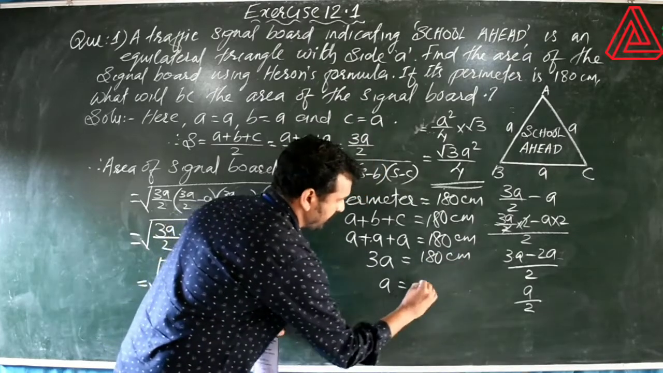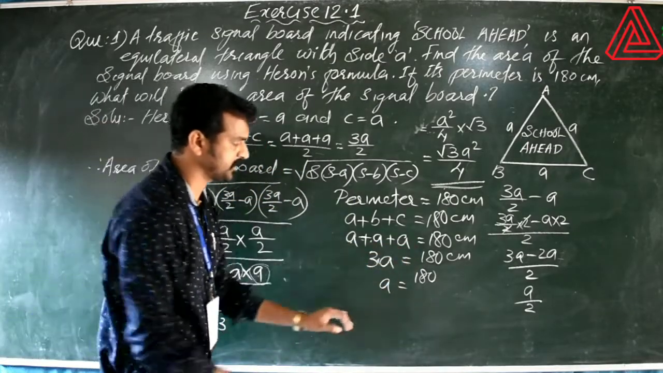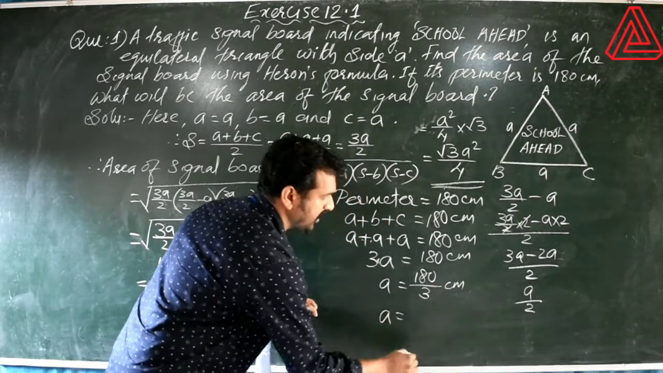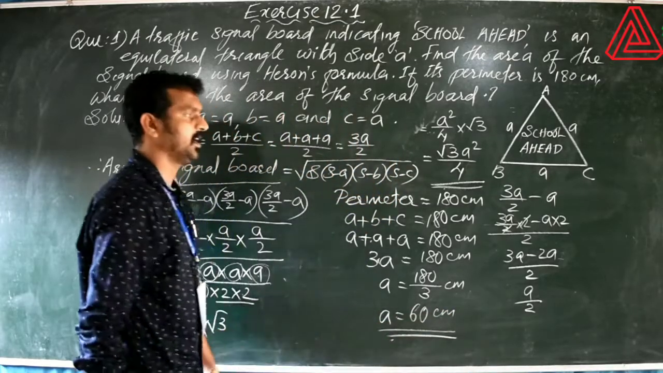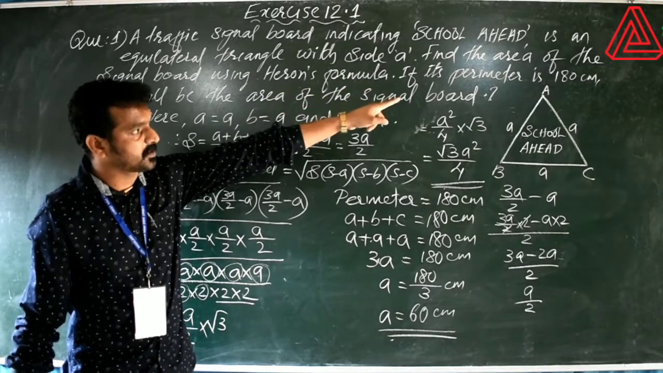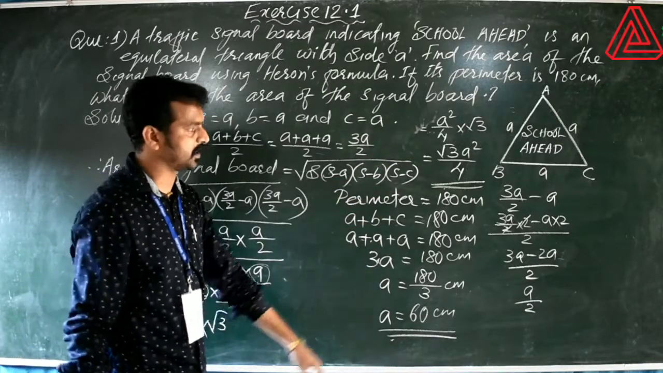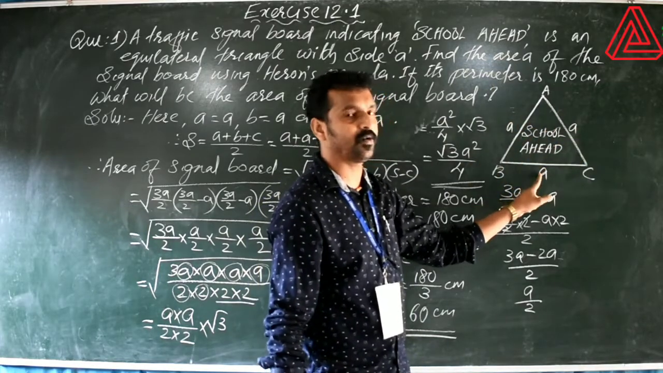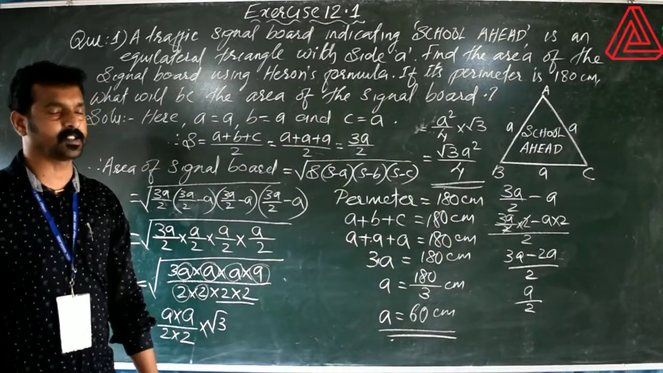3A means 3 into A. The 3 transposing to the right side will become divided by 3 centimeter. A is equal to 180 divided by 3. What is the answer? 6 3s are 18, so it will come 60 centimeter. A is equal to 60 centimeter. Therefore, from the perimeter we got one side of that equilateral triangle. So 60 centimeter, 60 centimeter, 60 centimeter, 60 plus 60, 120 plus 60, 180, that is the perimeter.